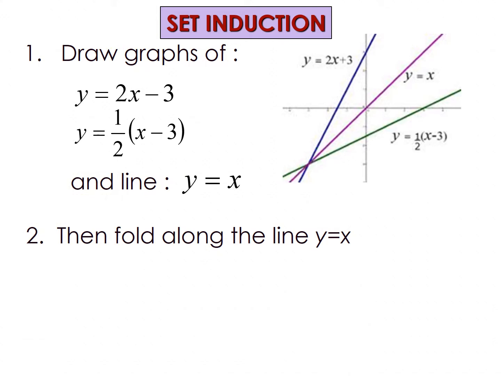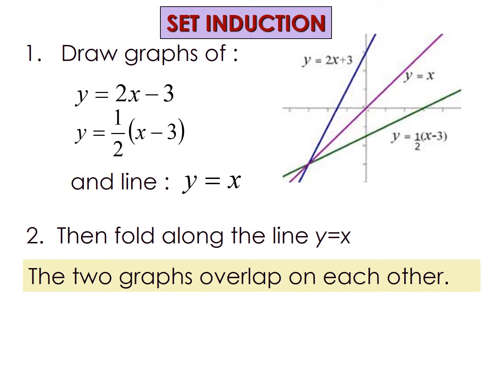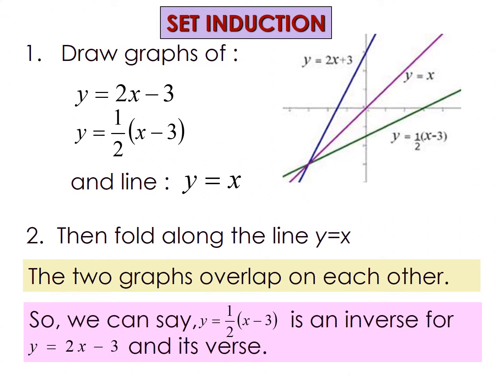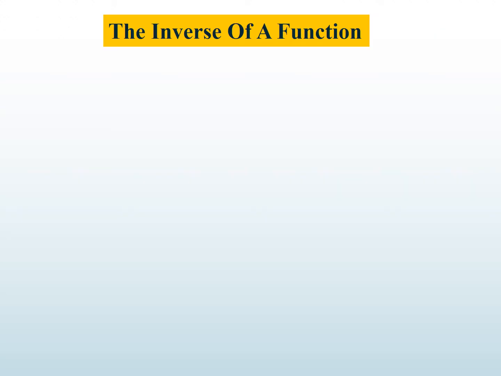After you fold along the line y equals x, you will notice the blue line and the green line will overlap on each other. So, the two graphs overlap on each other. So, we can say y equals 1 over 2 multiplied by x minus 3 is an inverse for y equals 2x minus 3. The inverse of a function.